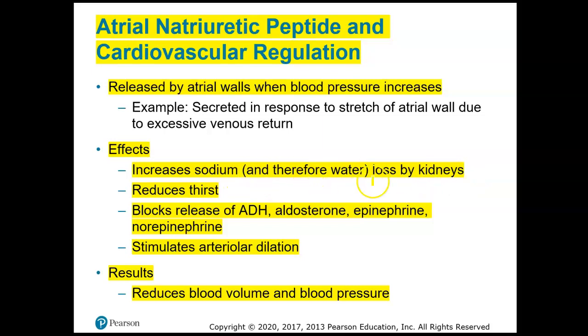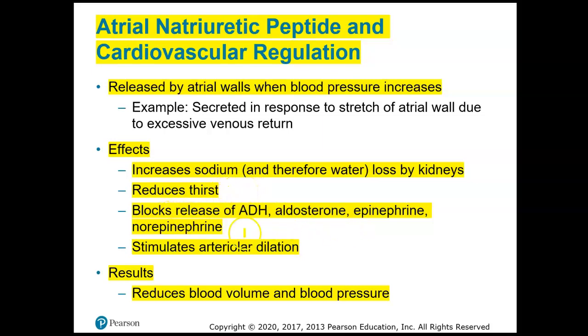Water follows salt. Wherever sodium goes, water goes. So if you lose sodium through your kidneys, you're also going to lose water through your kidneys. You're going to have a larger volume of urine. It's going to reduce your thirst. So again, that will keep your blood volume low.